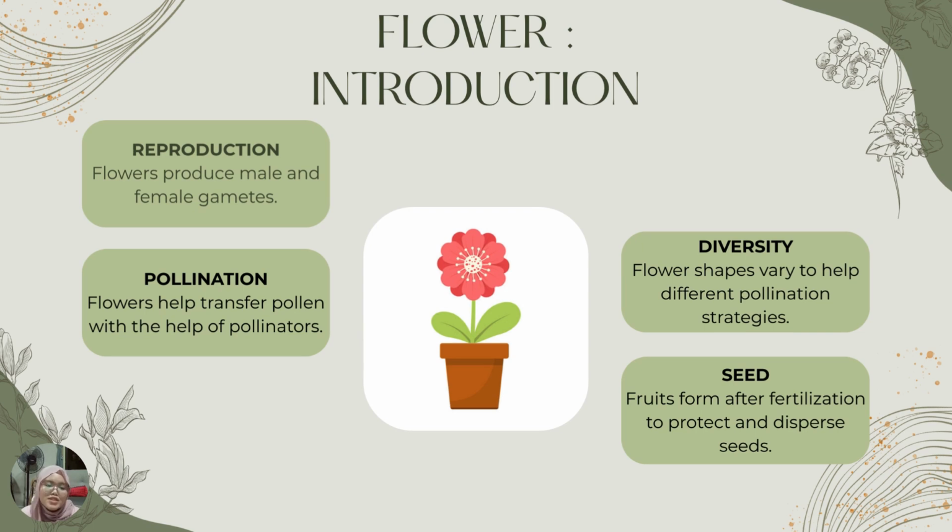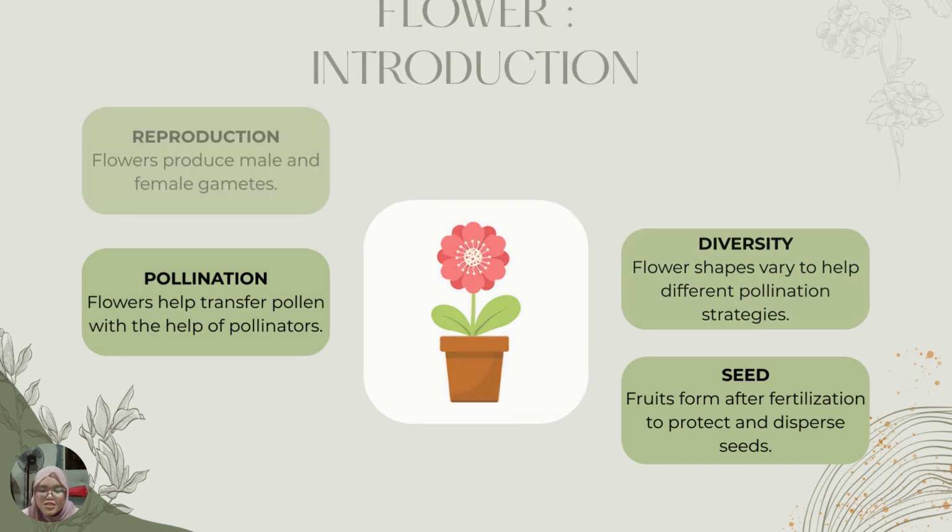Flower. Reproduction: flowers produce male and female gametes. Pollination: flowers help transfer pollen with the help of pollinators. Diversity: flowers' shapes vary to suit different pollination strategies. Seed: flowers form fruit after fertilization to protect and disperse seeds.